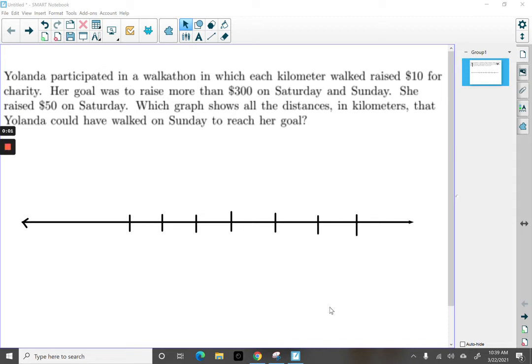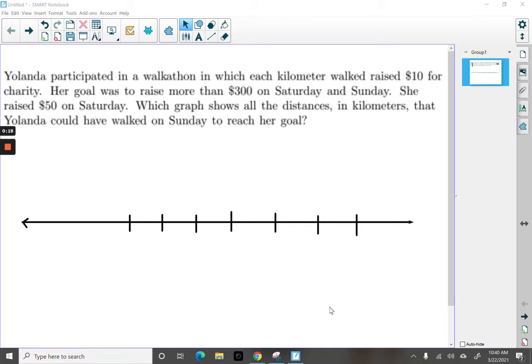Hello, today we are going to be looking at a problem where we are going to not only set up an inequality, but we are going to graph the solution to this inequality as well. So to look at this problem here, we have a couple of things I want to point out.